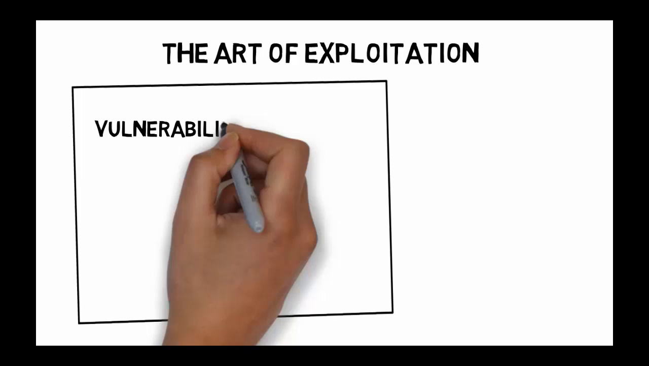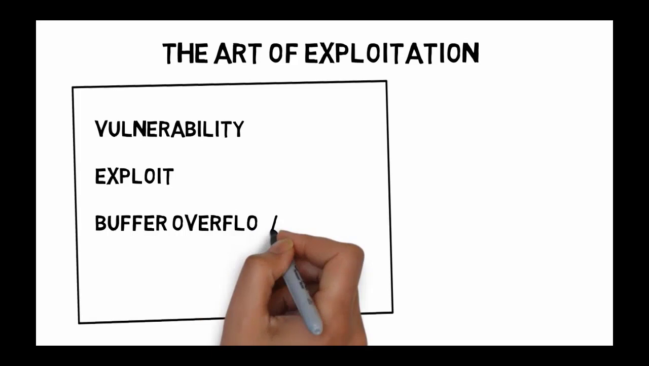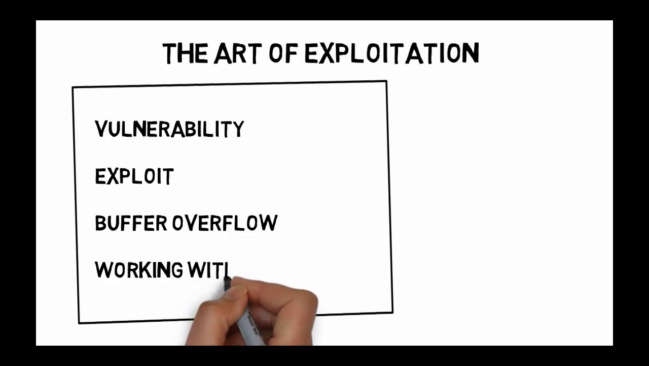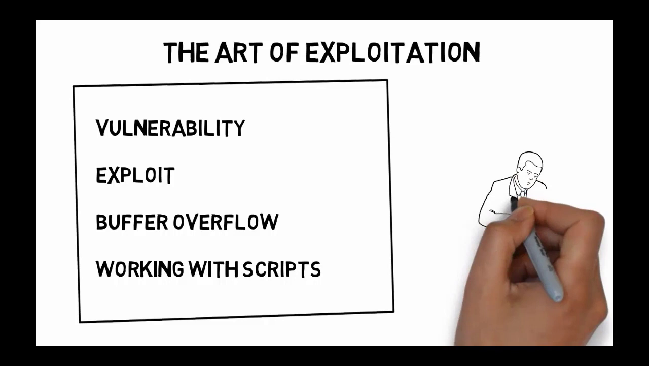Our Art of Exploitation course will cover the following topics. First, we're going to talk about vulnerabilities or weaknesses, and how to identify vulnerable computers and systems. Then we're going to talk about exploitation, how to use an exploit to hack a system through a vulnerability. Then we're going to cover buffer overflow from scratch, so you'll understand one of the most sophisticated attacks. And finally, we're going to cover how to work with scripts. After the course completion, you will be able to create your own script and hack any system that is vulnerable.